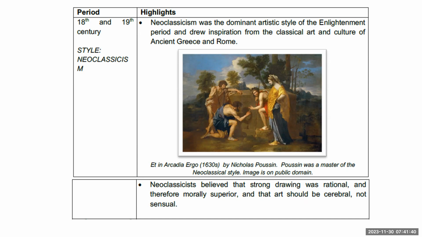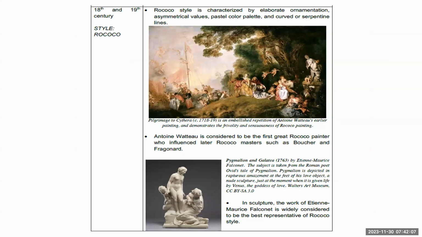Meaning to say, class, it depicts more of what the human mind can comprehend rather than what the emotion can comprehend. It's more cerebral, meaning in the brain, rather than sensual, which is more in our feelings, in our empathy. So it challenges the interpretation as well as the comprehension of the artwork rather than how we feel about the artwork. Okay, we also have the Rococo.